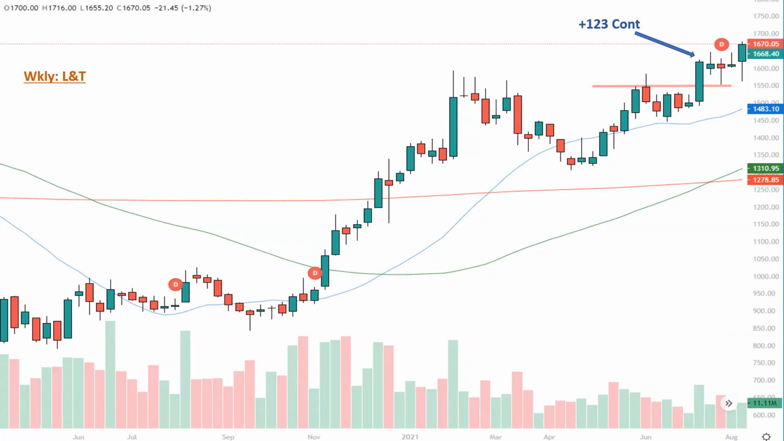Then we have seen, after the 1, 2, 3, 4, on the 5th day we have the continuation pattern. Technically we were in that trade on this day, but from the 5th day the prices started moving up.